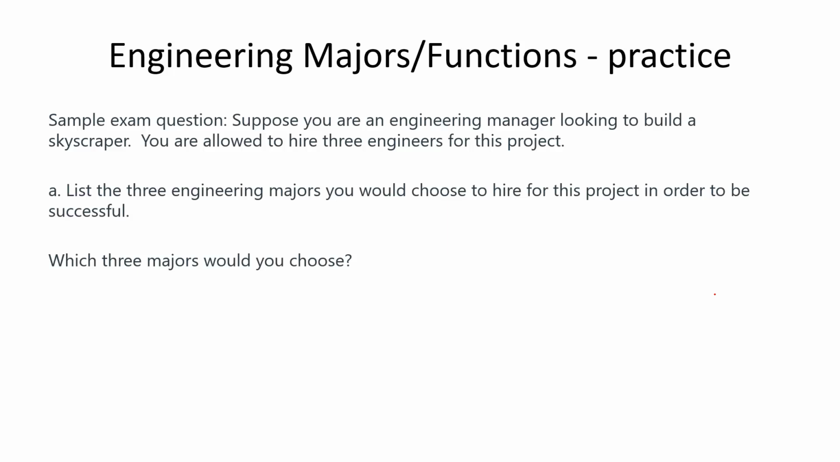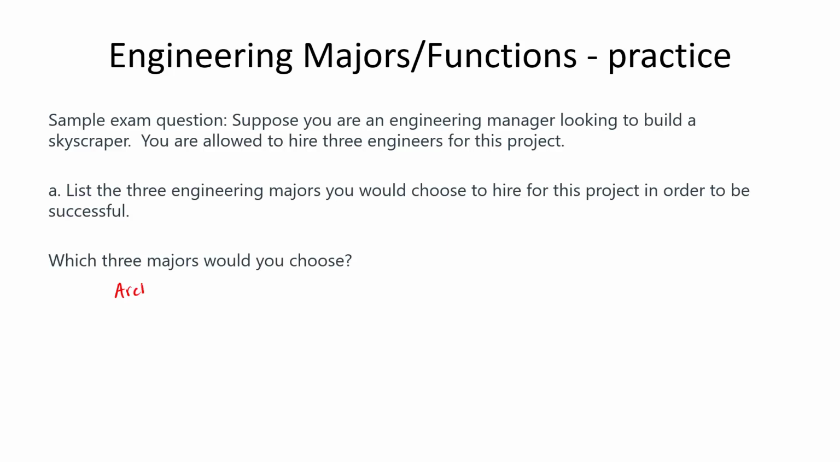Let's do a quick example question before we move on. So suppose we are looking at that skyscraper problem, and we are allowed to hire 3 engineers to help us build a skyscraper. So first part of the question asks, what 3 engineering majors would we choose in order for this project to be successful? So in this case, make sure that you choose 3 different majors, but there's many options you could choose.